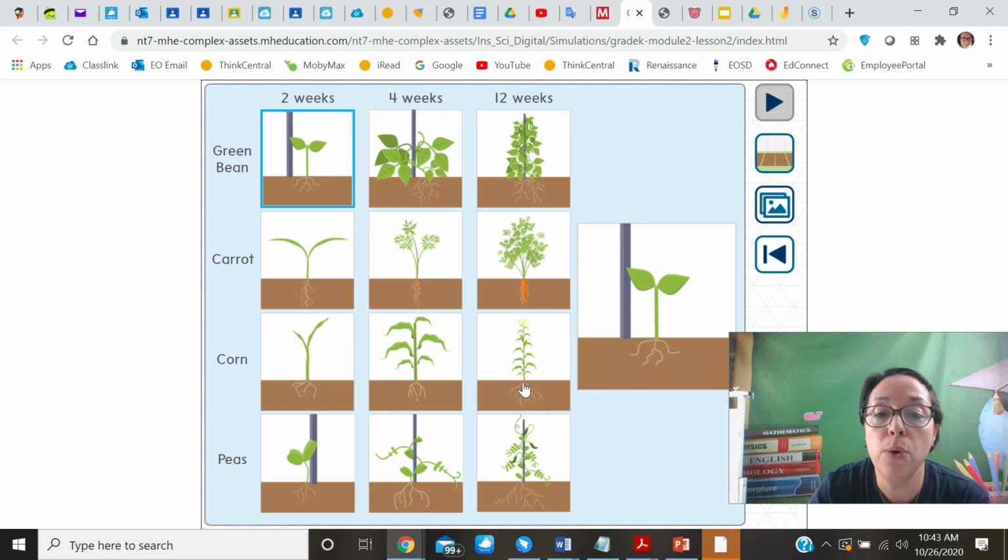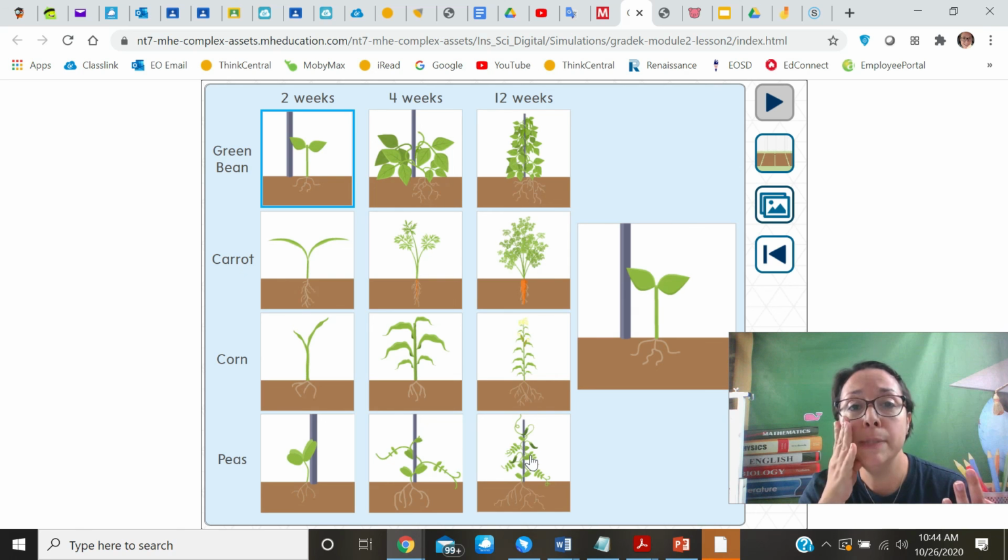And here for the corn, we see that at 12 weeks, we already have corn and we have a flower. También tenemos el maíz y ya se tiene una flor. And then for the peas at 12 weeks, we have our peas ready to be picked. Están listos para cosechar. So I hope that helps you out. Remember to pause the video in between so that you can fill out the 3 parts of the homework. So espero que eso te ayude. Acuérdense de pausar el video para hacer las 3 partes de la tarea.